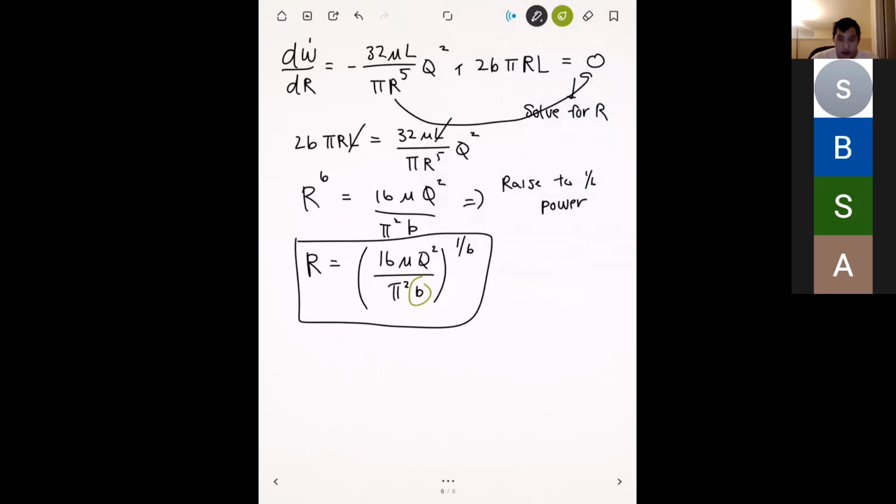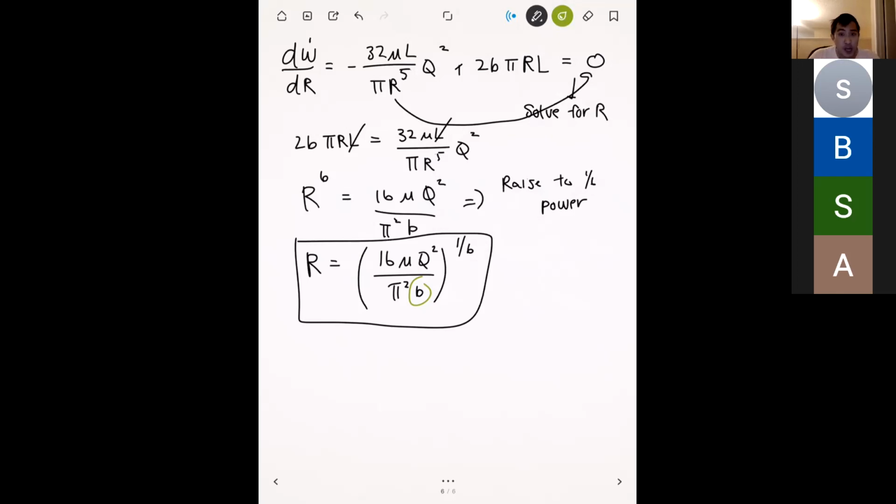Professor, for viscous power, or the amount of power to overcome friction, is that all over r to the 5th or r to the 4th? It's r to the 5th, because I took the derivative once, and so that turns the r to the 4th into an r to the 5th. So that expression that I have up top is after taking the derivative once. Okay.